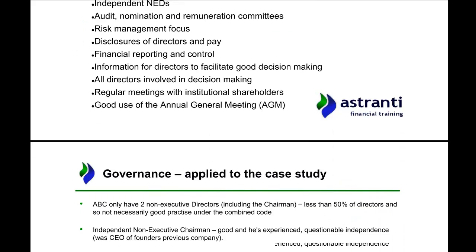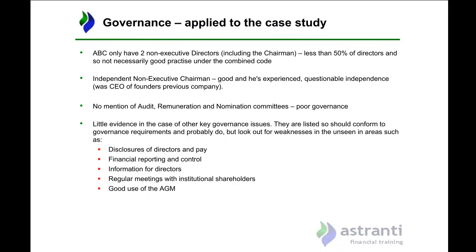So how has ABC applied corporate governance? Well, to be fair, it was quite poor. Under good corporate governance, you should have a board of 12 people and a chairman. You should have 6 executive directors and 6 non-executive directors. ABC only had 2 non-executive directors, and that included the chairman. Now, admittedly, he was an independent and non-executive chairman, experienced, right for the role, but there was questionable independence there.